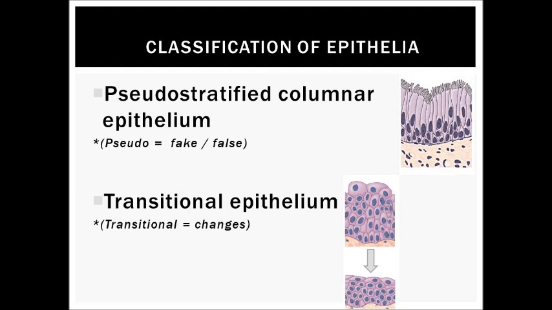Next, transitional epithelium. Transition means that the epithelium is capable of changing shape. An example location for this epithelium is in the urinary bladder. So, the transitional epithelium can change shape as your bladder contracts and expands.